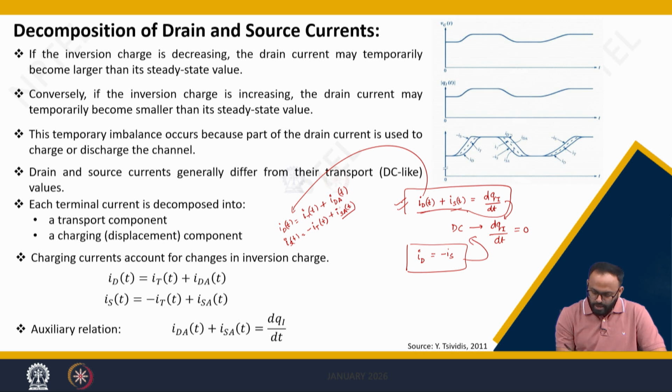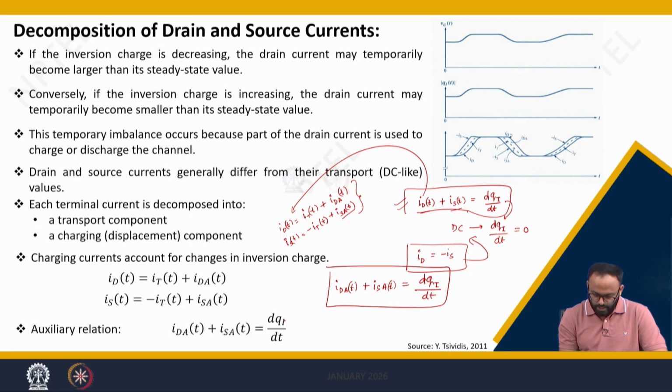Following this equation, we can rewrite it as IDAT plus ISAT is equal to dQi divided by dt. That is given here. Meaning what? The extra current which is coming at the drain and source will give you nothing but the rate of change of inversion charge. These currents are called charging currents.